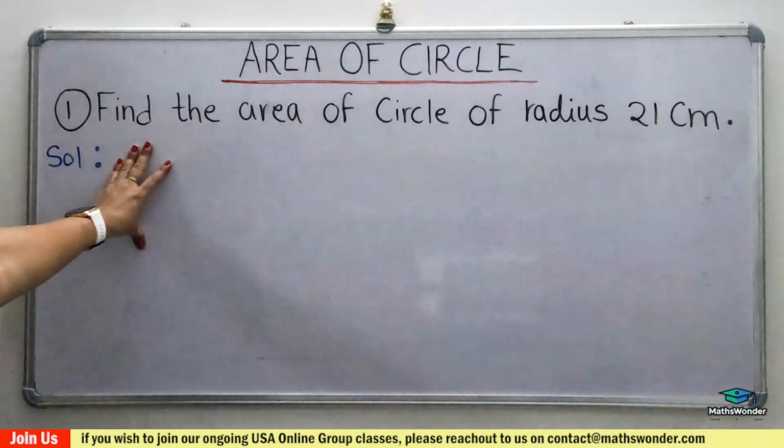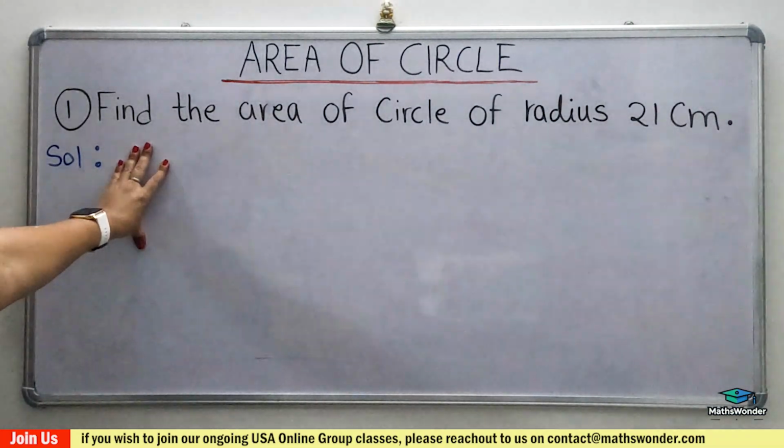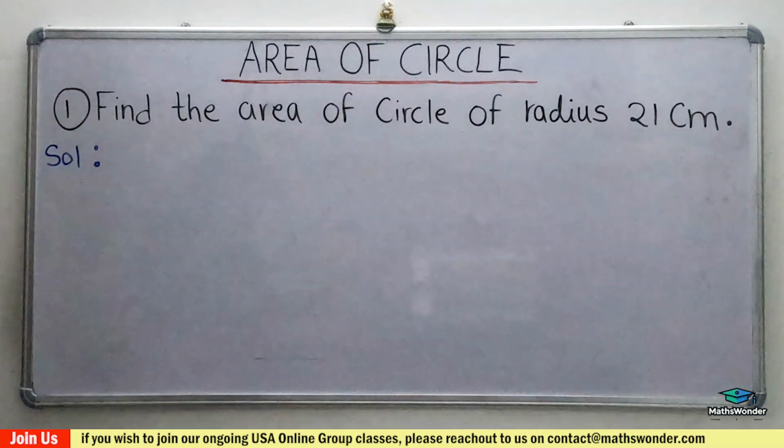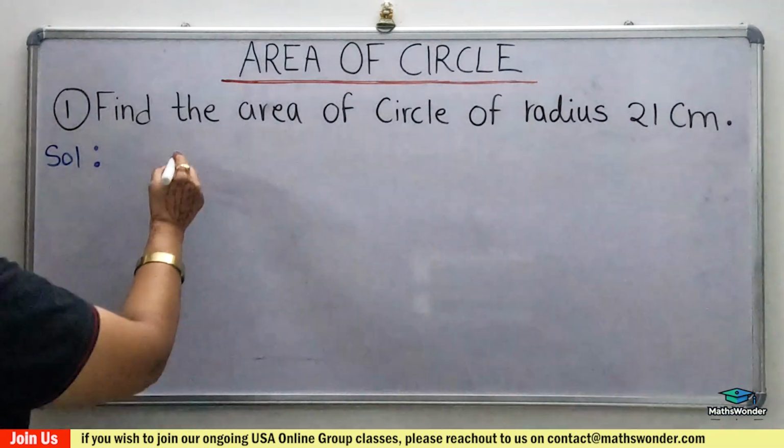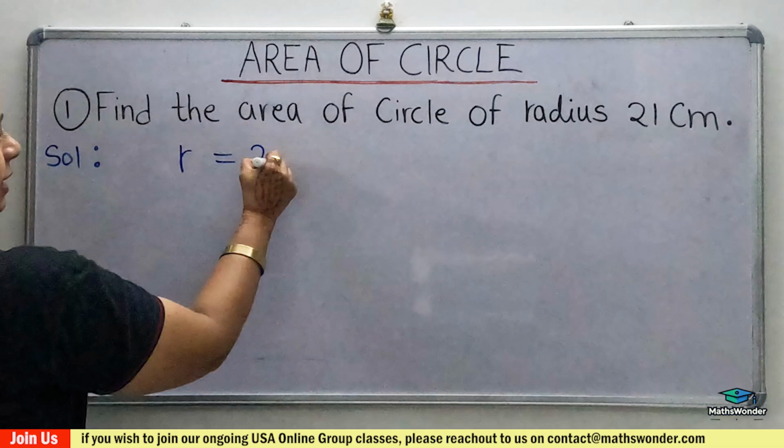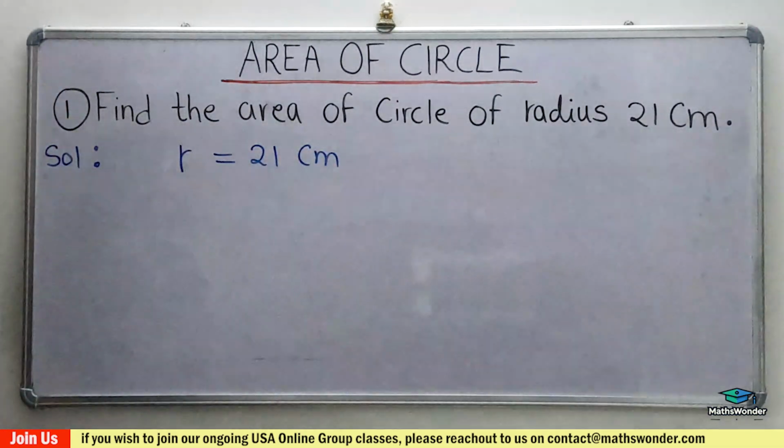So the first question is based on the concept of the area of circle. Find the area of a circle of radius 21 centimeters. So how will you find it? Radius is given, 21 centimeters, right?